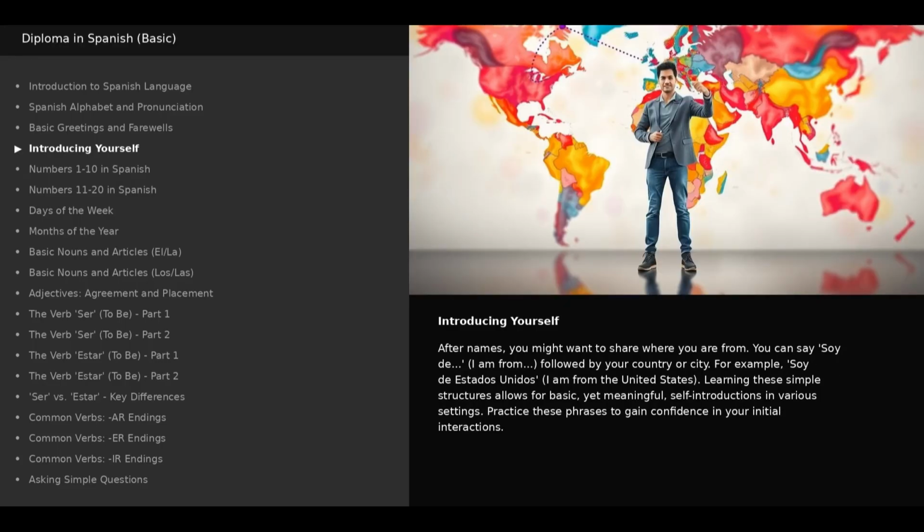After names, you might want to share where you are from. You can say, soy de, I am from, followed by your country or city. For example, soy de Estados Unidos, I am from the United States. Learning these simple structures allows for basic yet meaningful self-introductions in various settings. Practice these phrases to gain confidence in your initial interactions.